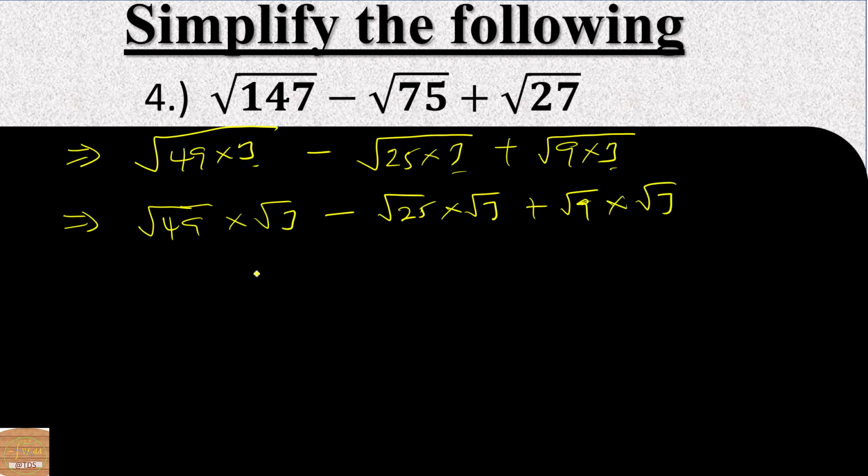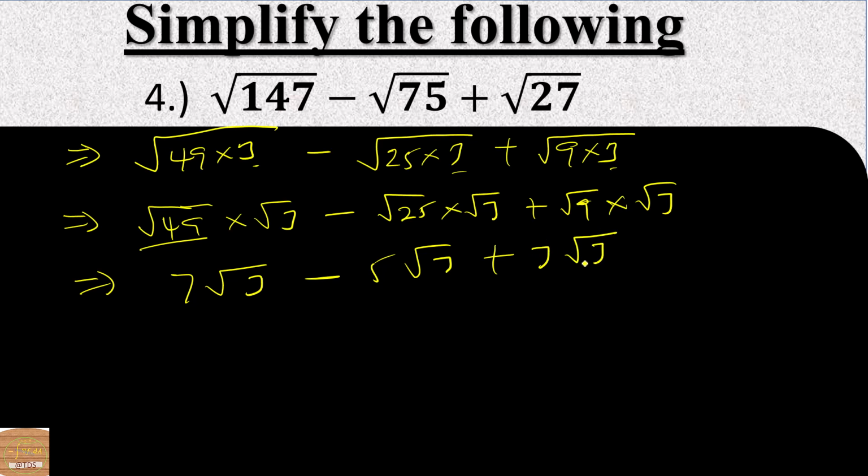Okay, so this one is 7, so we have 7 root 3. This one is 5, and this one is 3. All right, so we have root 3. So it is of the same form, with root 3, root 3, root 3. So we can deal with the coefficients.